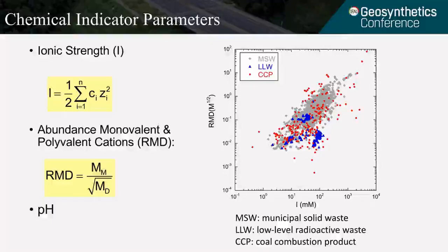The right side shows a figure that summarizes the leachate characteristics based on ionic strength versus RMD. In this figure, we have three types of leachate, including MSW leachate, low-level radioactive waste leachate, as well as CCP leachate. Across the board, you can see the red dots, which represent CCP leachate, tend to have very high ionic strength, which can be higher than 1000 millimolar, and the RMD value is all over the range, from 10 to the power of -3 all the way to 10 to the power of 2. So it's across the board.